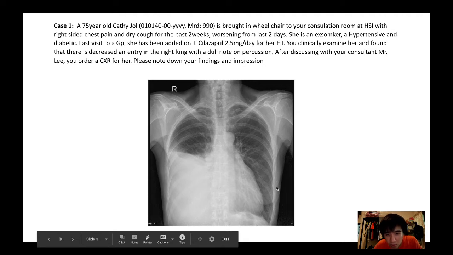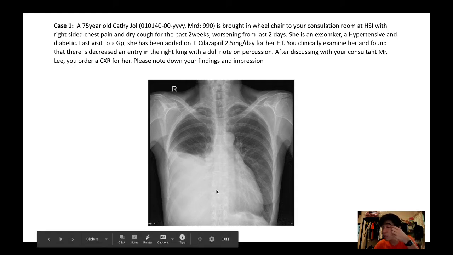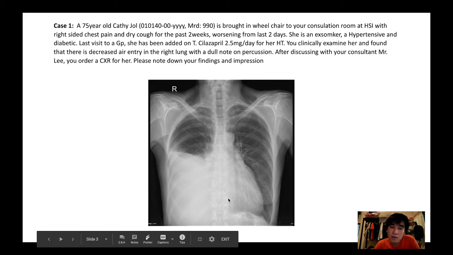Soft tissue is the breast tissue. Other than that, I don't see any other abnormalities. In conclusion, is there a fracture here? I'm not sure. Never mind. In conclusion, there is homogeneous opacity in the right, middle, and lower zones of the lung, and impression would be pleural effusion.